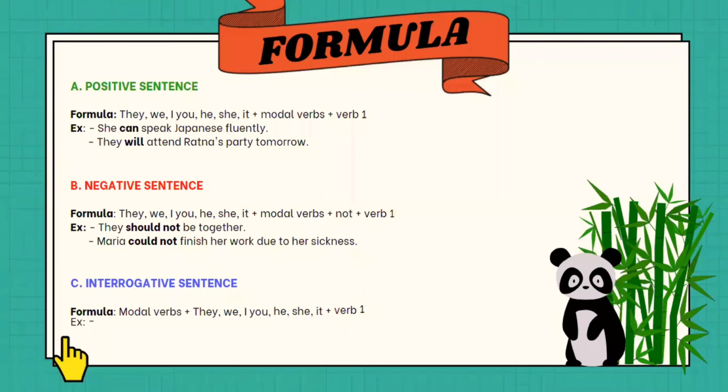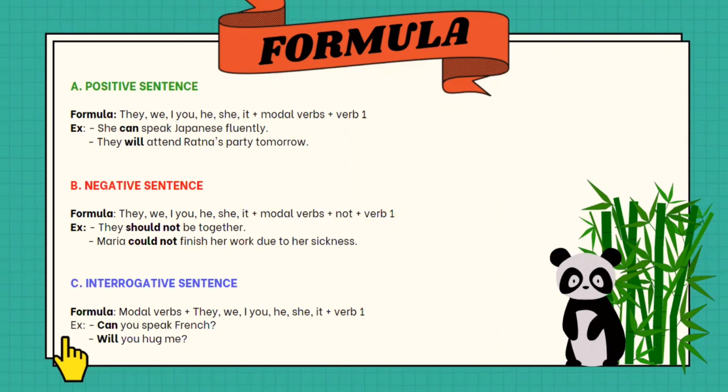Formula. A. Positive sentence formula. They, we, I, you, he, she, it, plus modal verbs plus verb 1. Example, she can speak Japanese fluently. They will attend Ratna's party tomorrow. B. Negative sentence formula. They, we, I, you, he, she, it, plus modal verbs plus not plus verb 1. Example, they should not be together. Maria could not finish her work due to her sickness.